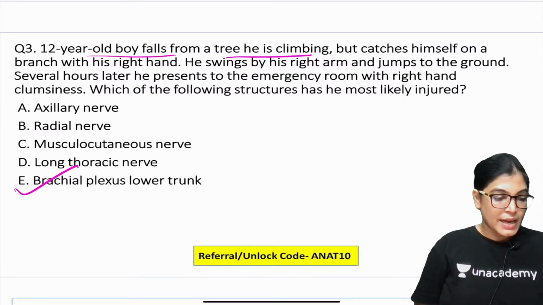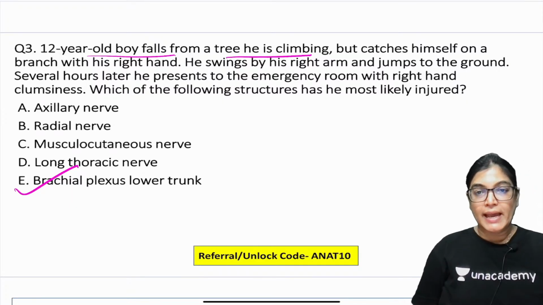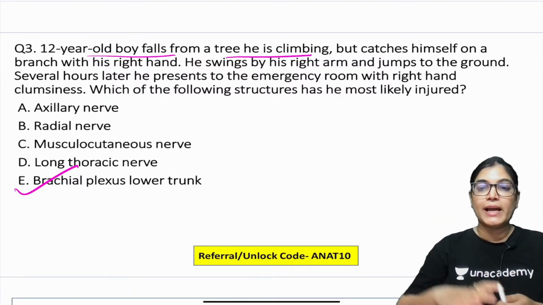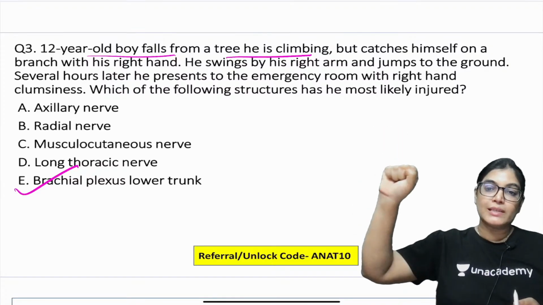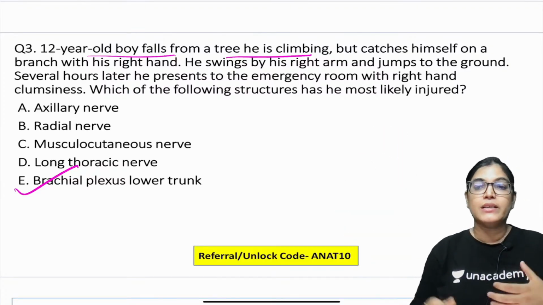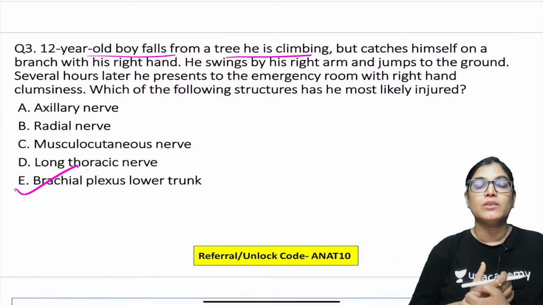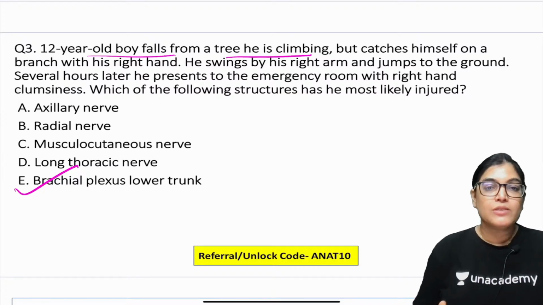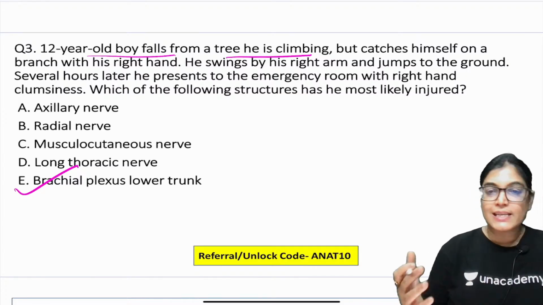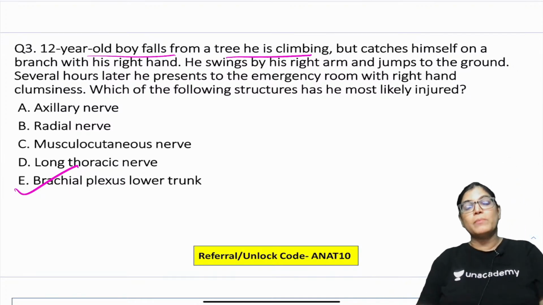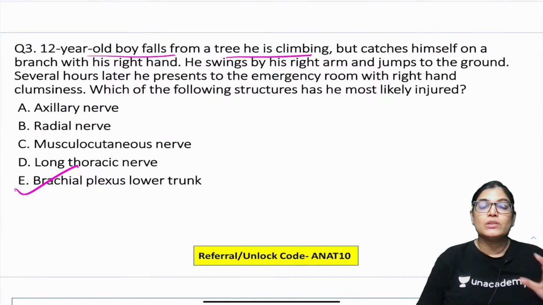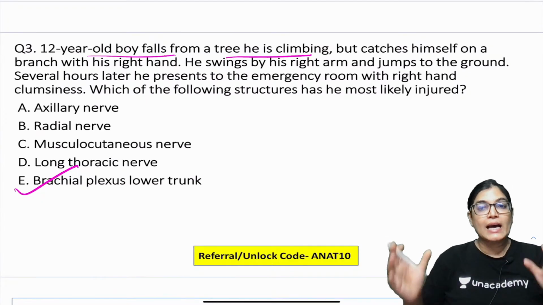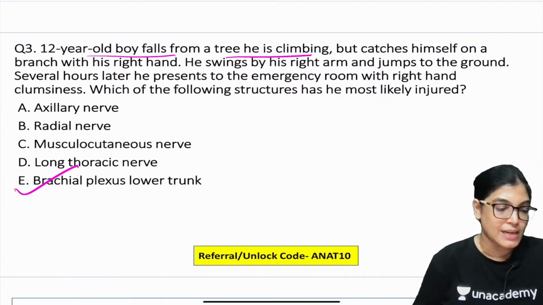So yes, A and E. Students are confused between A and E. Let me tell you why E is the correct answer. The mode of injury: the person is falling and he holds a branch of a tree to rescue himself, and in that case there is overstretching and over abduction of the arm, and this will lead to lower trunk palsy, and C8 and T1 nerves will be involved. So this is the reason. And axillary nerve is not correct because it is more commonly involved in anterior dislocation of shoulder. So the mode of injury mentioned in this MCQ is targeting the correct answer, that lower trunk palsy is the correct answer.